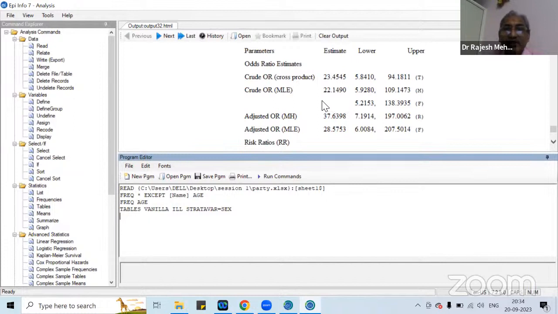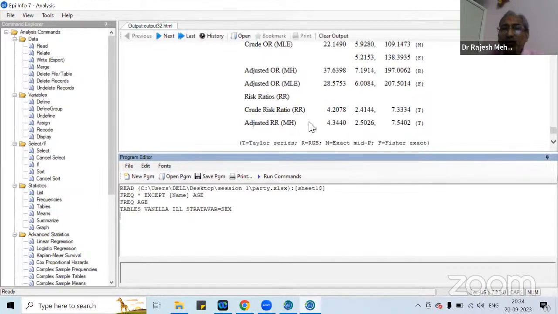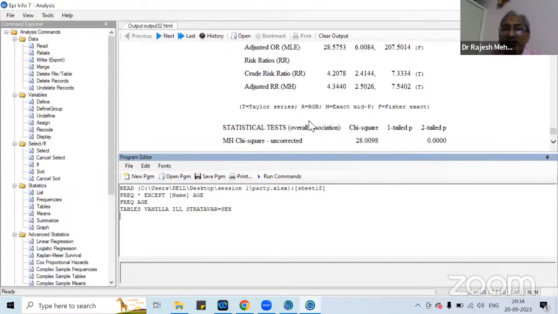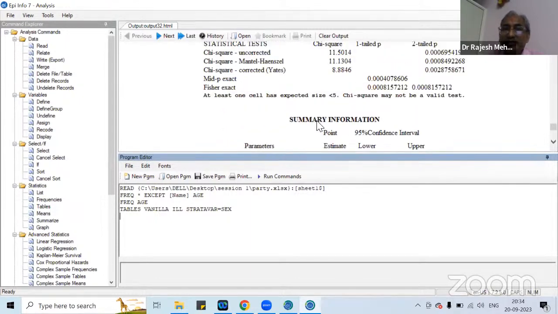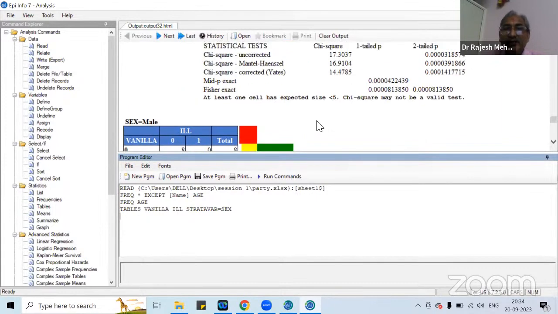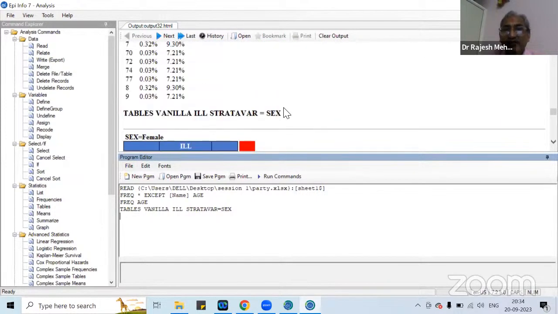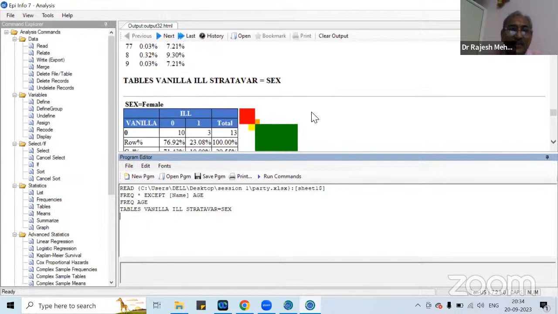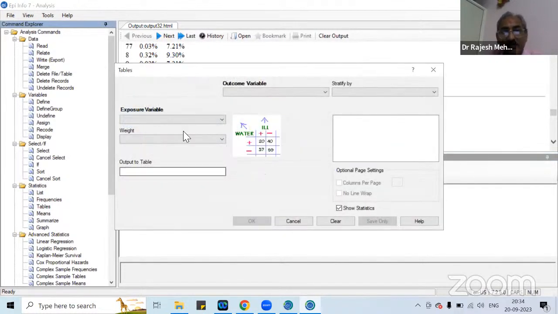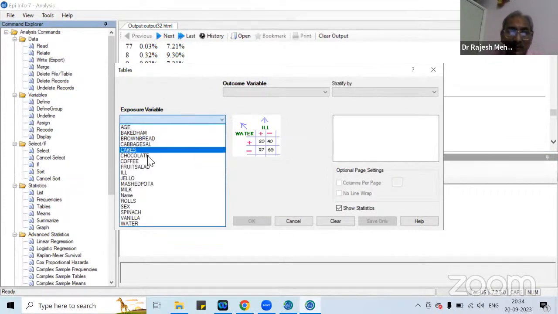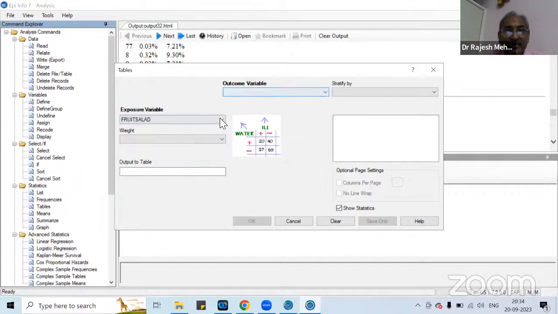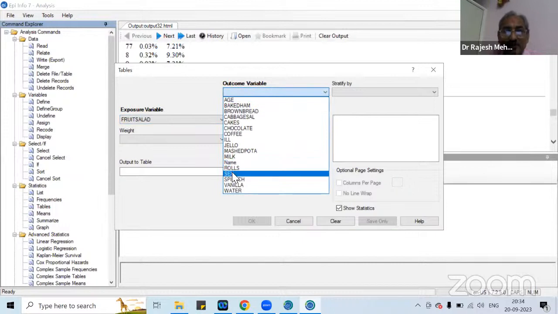But then there is an adjusted odds ratio here, and this is a little bit advanced, but I'm showing you that this is also automatically calculated by Epi Info and adjusted for the sex, because you had written in comparison whether it is male or female. So you forget this adjustment, but just remember there is something like tables where you can compare anything. You want to find out who took more fruit salad. Here it is not an exposure and outcome variable, but we just want to compare between two variables. That is also okay.